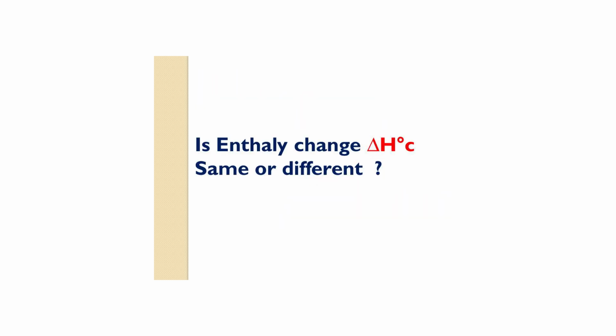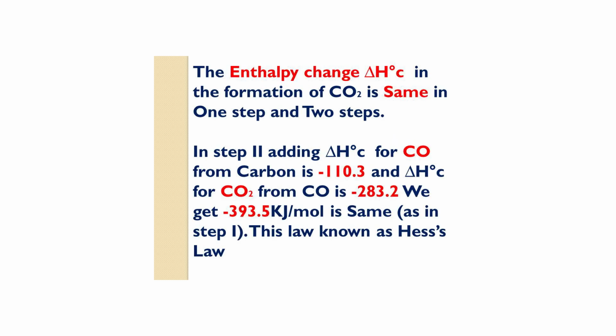In the formation of carbon dioxide in step 1 and step 2, is it same or different? The total enthalpy change is same or different? It is same. How? What is the enthalpy change? Delta H. How is it same? Enthalpy change in the formation of carbon dioxide in step 1 is minus 393.5 kilojoule. In step 2, the formation of carbon monoxide is minus 110.3 kilojoule, and the formation of carbon dioxide from carbon monoxide is minus 283.2 kilojoule per mole. On adding this, we get 393.5. That is, in the formation of carbon dioxide in one step or two steps, the enthalpy change is same.